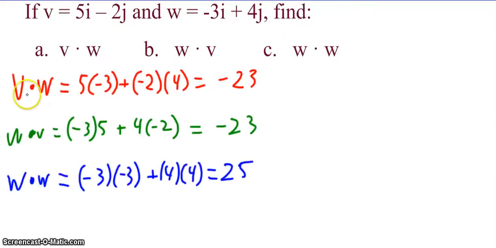Okay, so hopefully you got v.w is 5 times negative 3 plus negative 2 times 4, which is negative 23. And w.v is going to be the same thing, negative 3 times 5 plus 4 times negative 2, which is also negative 23. And w.w is negative 3 times negative 3 plus 4 times 4, which is 25.